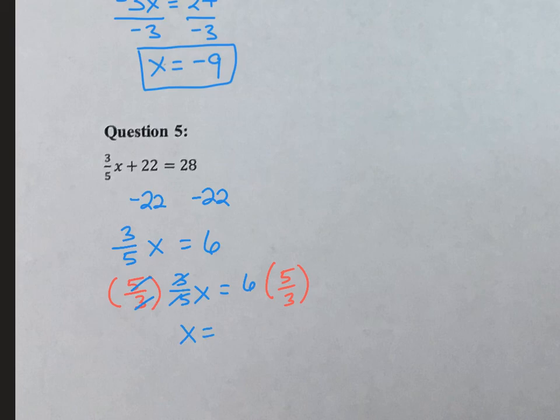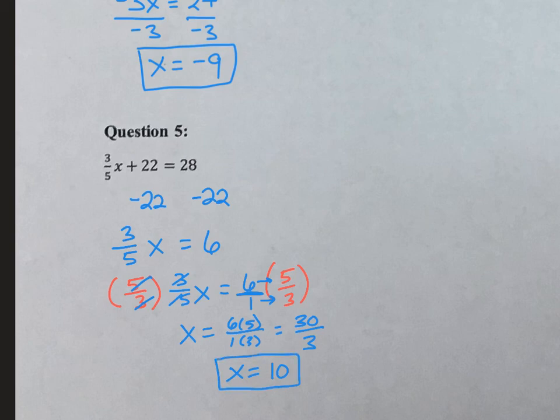Over here, I'm going to make this 6 over 1, just so that you see that the number 6 is actually a fraction if we put it as 6 over 1. Now, our multiplication rule for fractions is we multiply straight across the top, straight across the bottom. So now I have 6 times 5, that's 30, over 1 times 3. That is equal to 30 over 3. And now if I reduce that down, x equals 10.